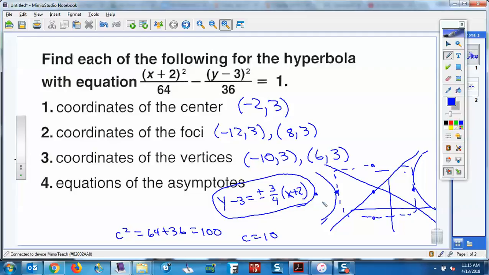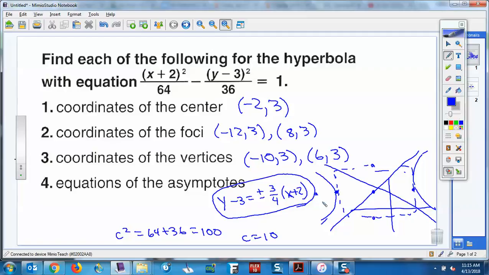The A is always the first number, so A is going to be 8. And what's important about A? It's how you find your vertices, right? That's true on an ellipse and a hyperbola, right? So A is important from that standpoint, okay? What else is important about A in this case? Or what comes first?